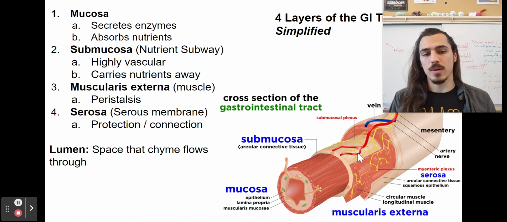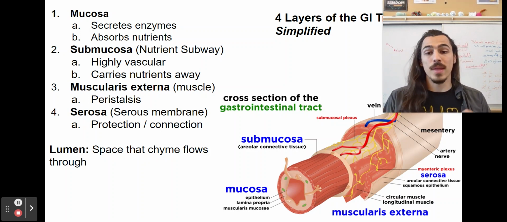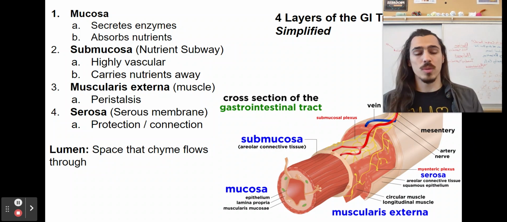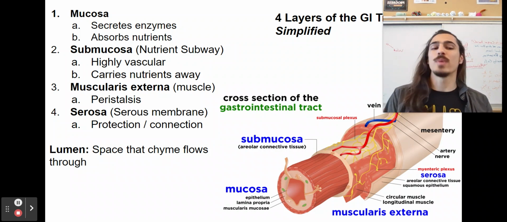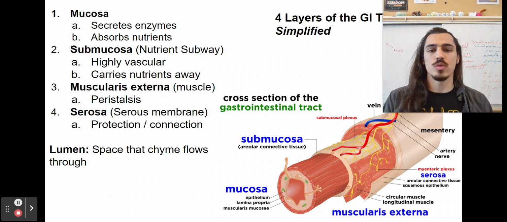Second, you have the submucosa. The submucosa is full of blood vessels and lymphatic vessels and nerves, so it's highly vascular and innervated. And that's important because when you get to the absorption step, those nutrients need to enter your blood. And so the submucosa is what will carry those nutrients to the rest of your body.